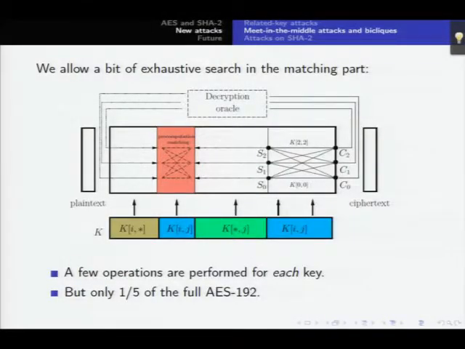And the idea was to admit explicitly that we do a bit of exhaustive search of keys in a very small portion of the cipher. So for AES-192, the number of operations we do for each key is only 1/5 of a cipher, which means essentially that we can test all AES-192 keys 5 times as fast as by exhaustive search. That was a kind of cheating.